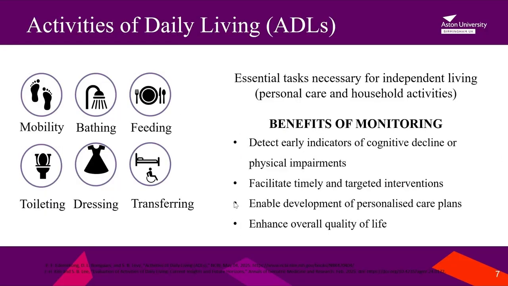So just a few definitions here. Activities of daily living, when it comes to older adults, is pretty much just tasks that are necessary for independent living. So this can include personal care and household activities, from mobility to bathing to feeding, toileting, dressing, and transferring. And these activities are very important to monitor because they can help detect early indicators of cognitive decline, physical impairments, and also help facilitate timely, integrated, and targeted interventions and just improve overall quality of life.